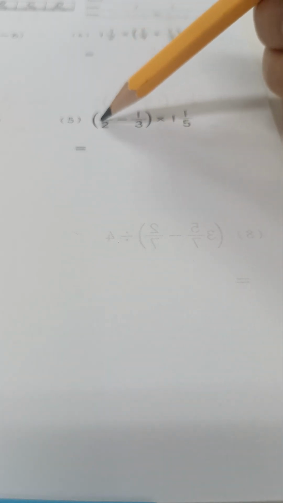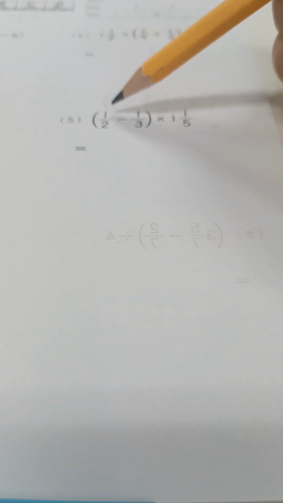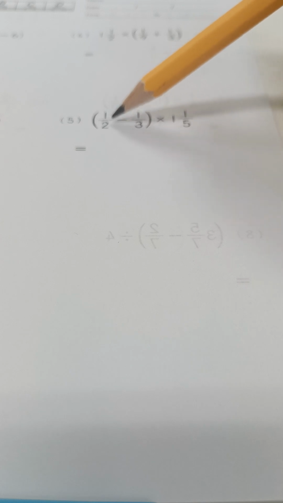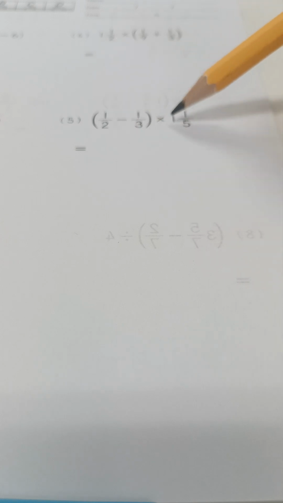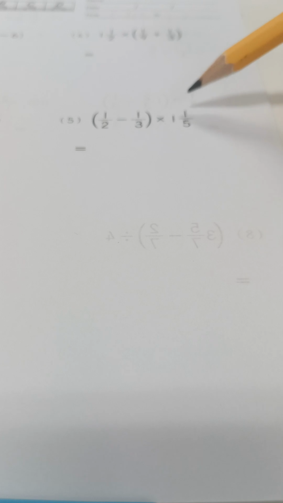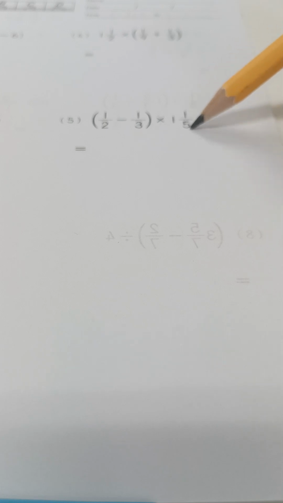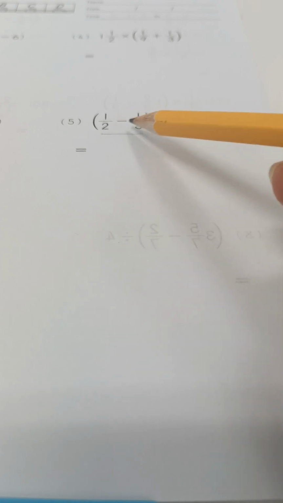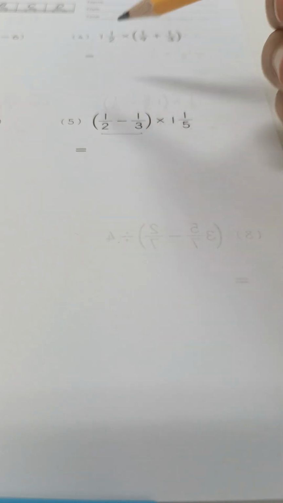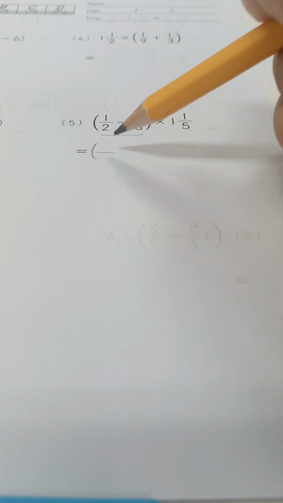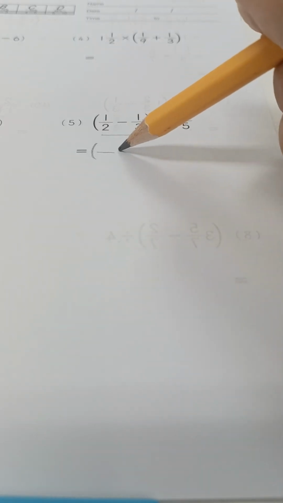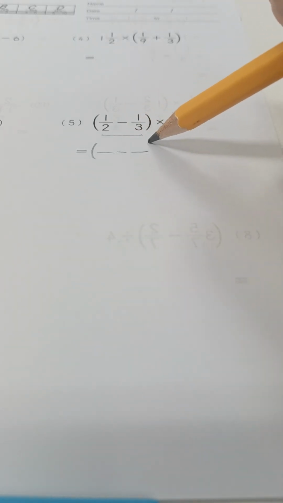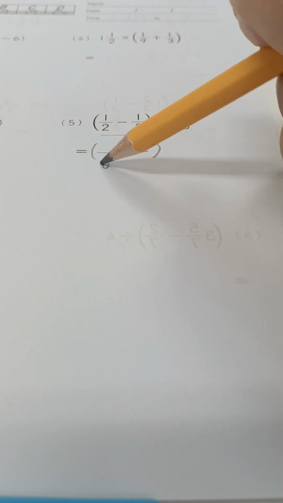Here, we also have a bracket. And inside the bracket is 1 over 2 minus 1 over 3. Multiply with 1 and 1 over 5 outside the bracket. Again, we tackle what is inside the bracket first and we do a subtraction of the fraction. First step is to find the common denominator, and we know that for 2 and 3, the common denominator or the LCM would be a 6.